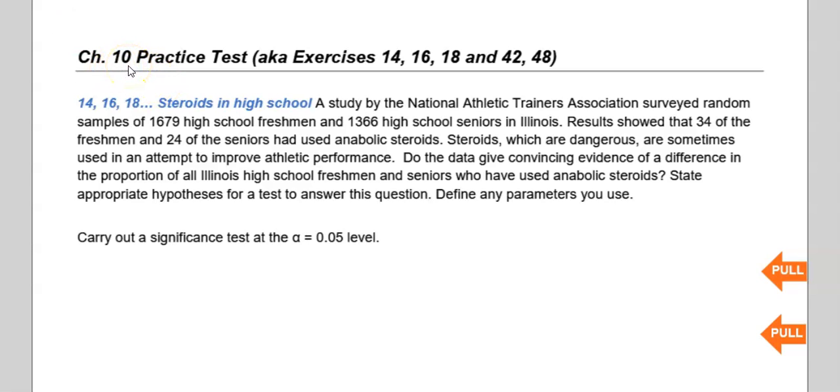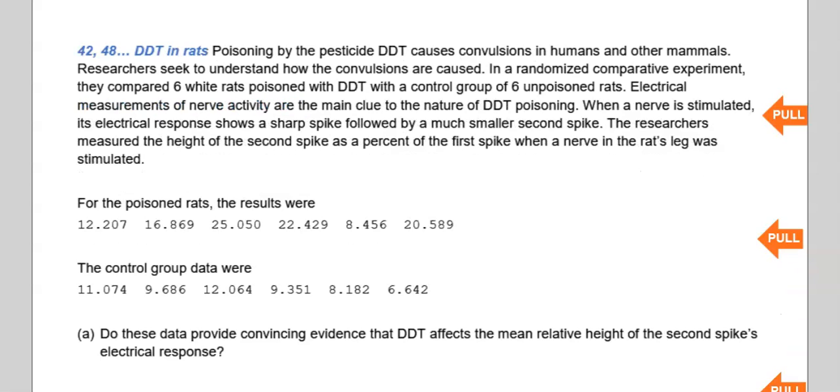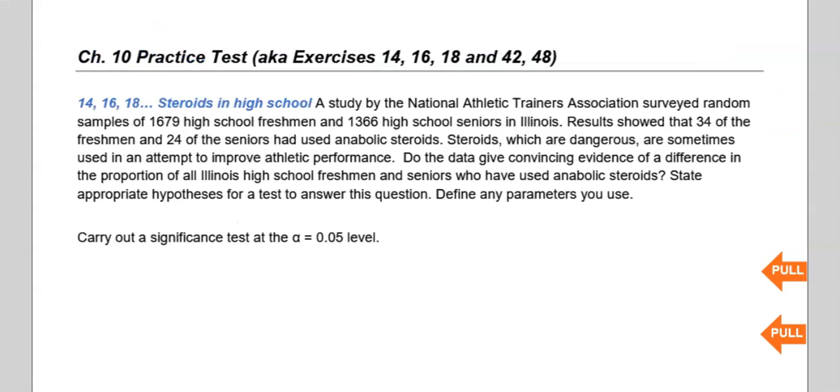Chapter 10 here, comparing two populations or groups. This is what I'd like to call our practice test for this chapter. It's really just some exercises out of the book. We're going to be looking at 14, 16, 18, about steroids in high school, and we'll be looking at 42 and 48, DDT and rats. Those are, I think, representative problems of the two different types of inference tools here for proportions and means. So let's go.